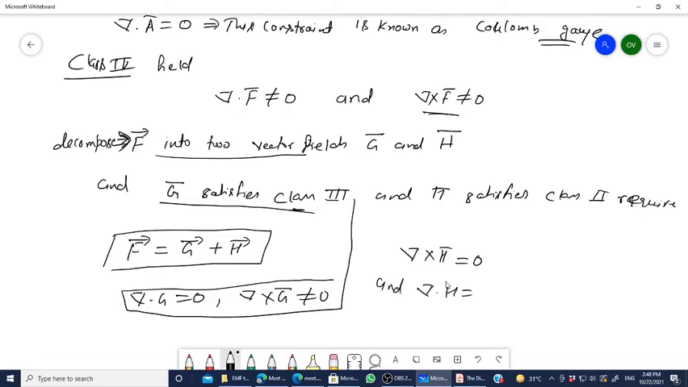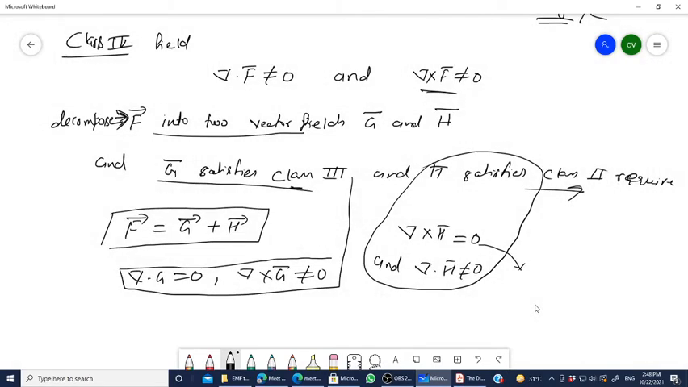and the divergence is not equal to 0. You can see in the class 2 condition. Okay, class 2. So if the curl of any vector is equal to 0, it means we can represent that H vector as the gradient of some scalar function. Am I right? Yes or no? Yes, sir.